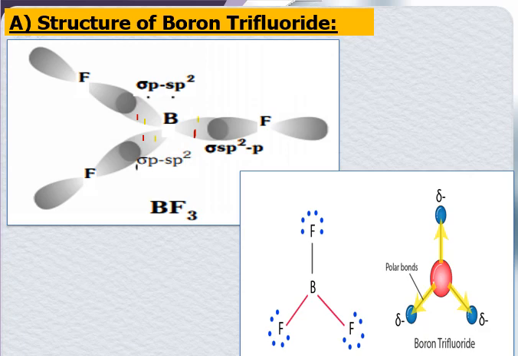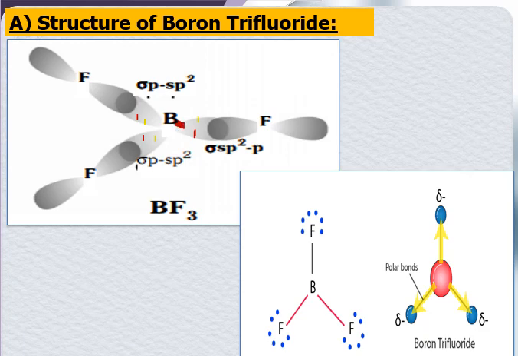Now each fluorine has atomic number 9 with this configuration: 1s2, 2s2, 2px2, 2py2 and 2pz1. There is only one electron available in the pz orbital, and you know very well the shape of the p orbital. It is dumbbell shape. So we have to show overlap of one p orbital of each fluorine atom with an sp2 hybrid orbital of boron in this way.